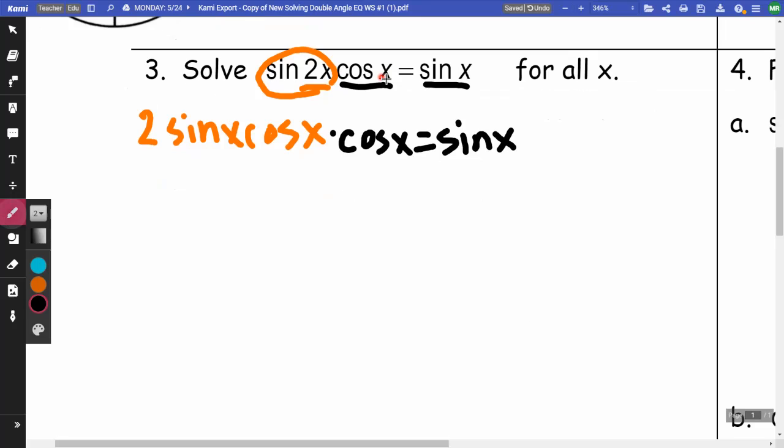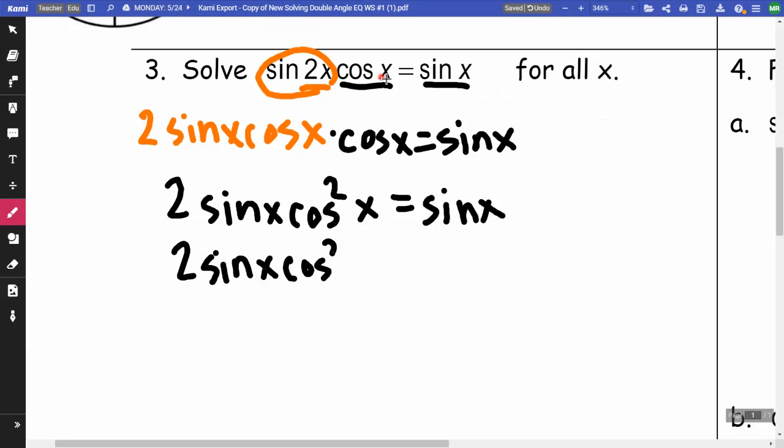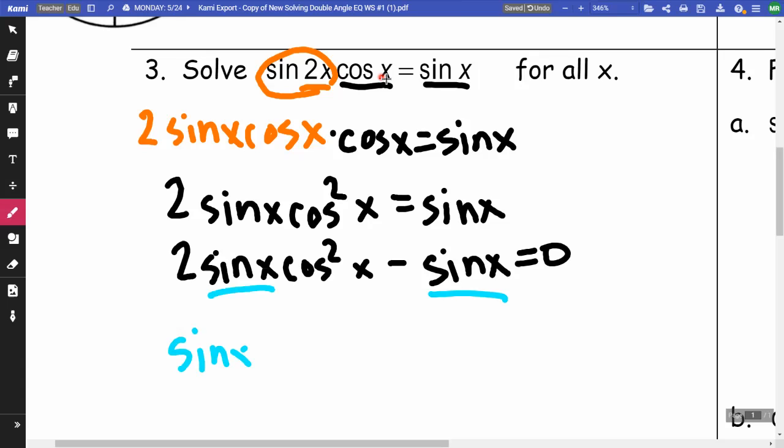So for this, if I clean it up, I'm going to get 2 sine x, and then cosine times cosine is going to be cosine squared x equals sine x. I'm going to get 0 on one side. So I'm going to go 2 sine x cosine squared x minus sine x equals 0. And even though I have a sine x and a cosine x, and I don't really like that, I notice that both of these have a sine x, so I can factor out sine x from both of them. And when I do, I'm going to be left with a 2 cosine squared x in the first term and a -1 in the second.